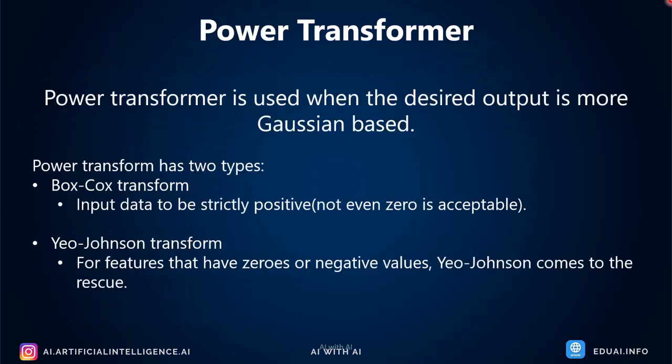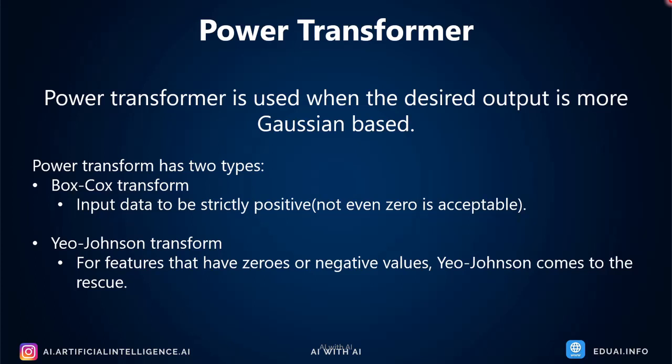So when do we use power transformers? Power transformers are used when the desired output is more Gaussian-based, when we need a more normally distributed or proportionate output. And there are two types of power transformers that we have. The first type is the Box-Cox transform, and the second one, which is more popular, is the Yeo-Johnson transform. So when should we use Box-Cox?